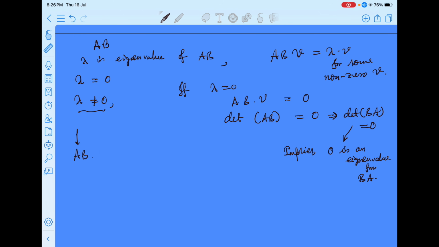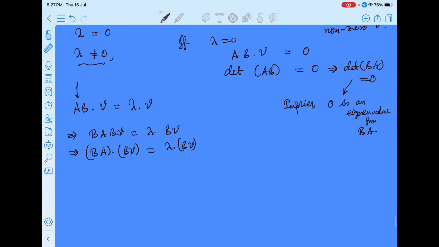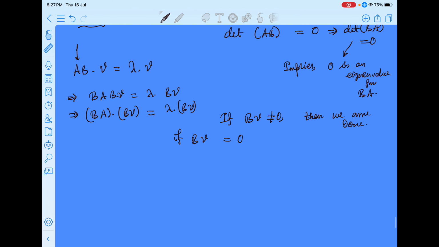If lambda is not equal to 0, then there exists a non-zero vector V such that ABV equals lambda V. Okay. So now multiply both sides by B. You will get BABV equals lambda BV. Now if BV is non-zero, then we are done. Now if BV, let's say BV equals 0, then what do we have?